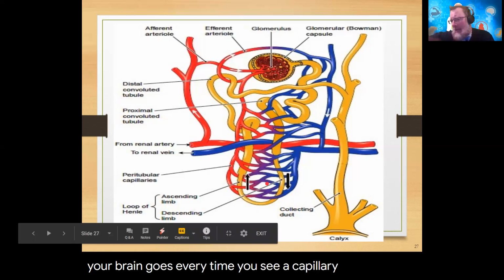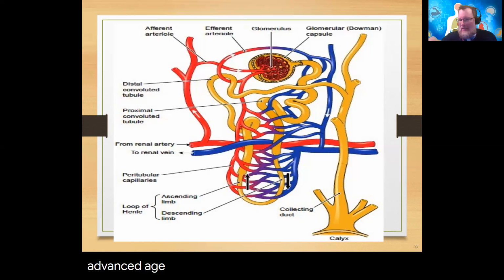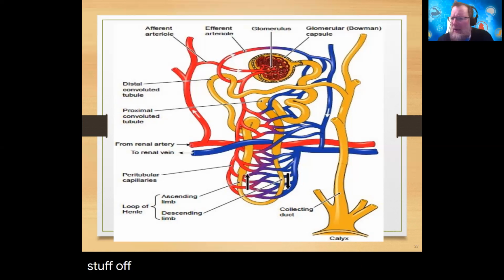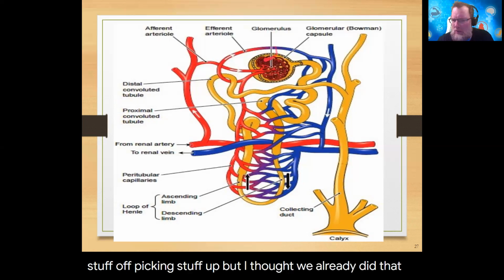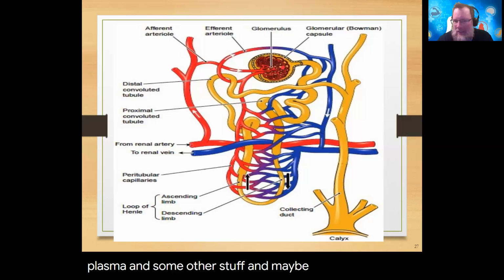Basically the name of the game in 16 weeks of advanced A&P is discussing what's going on at the capillary network and the cells and tissues of your body. So at capillary networks, we're dropping stuff off, picking stuff up. But I thought we already did that up here. We did, right? We dropped some plasma and some other stuff off, and maybe we picked a few things up, but definitely dropped stuff off.